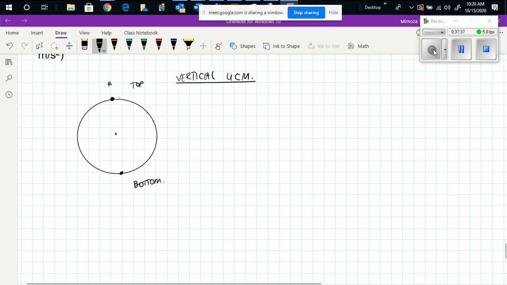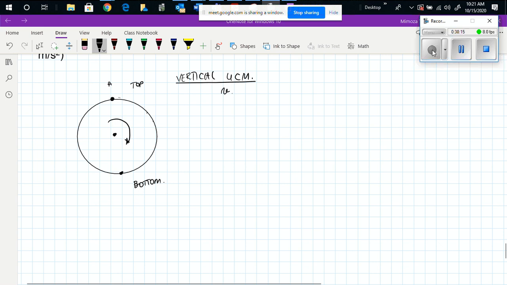So the situation that we will discuss is you have a string, and at the end of the string an object with a certain mass is tied on, and you are rotating it and making a uniform circular motion with a velocity of constant magnitude v, as we said before. Okay, is the situation clear?